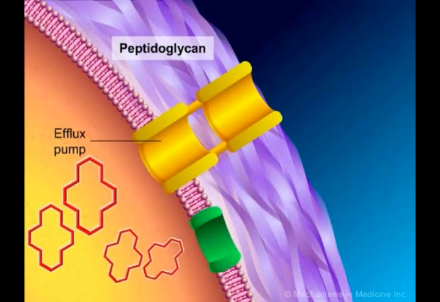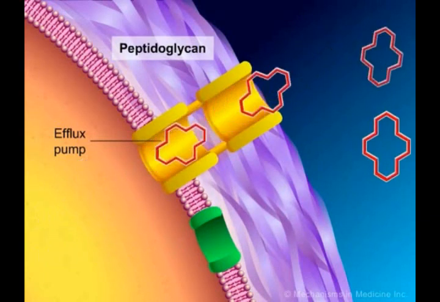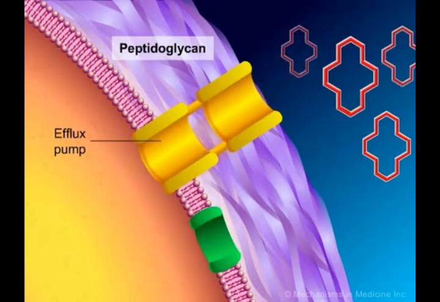However, once inside the cytoplasm of the bacteria, these efflux pumps actively remove the macrolide antibiotics before they have a chance to reach their target, the 50S ribosomal subunit, and bacterial protein synthesis is unaffected.